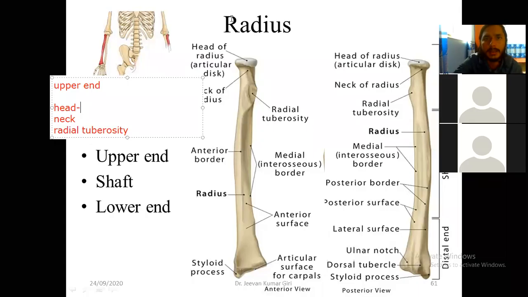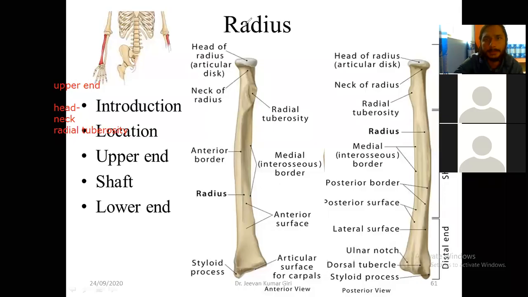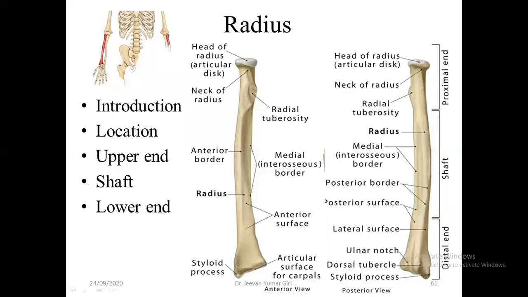Let me highlight here. This is the superior surface, which is again an articular surface, and this is the margin of the head, the circumference of the head. This is also an articular surface, and the head is lined by hyaline cartilage. You have to remember this. Now, we are reading the upper end.